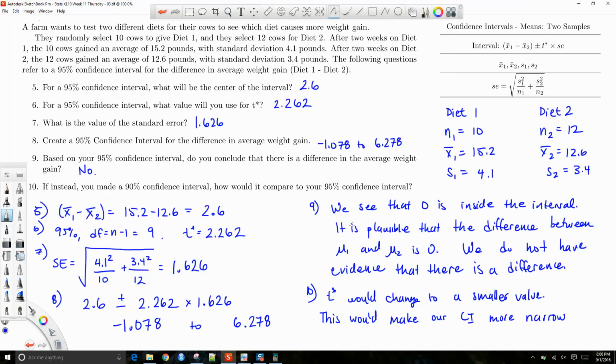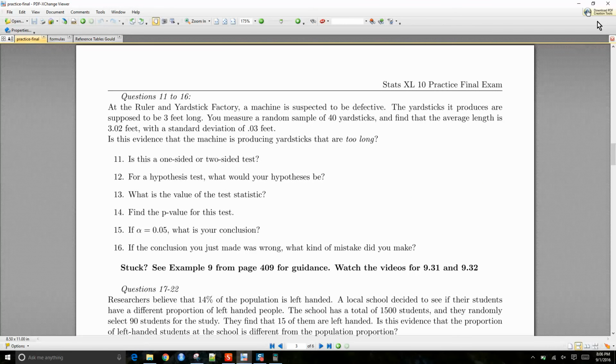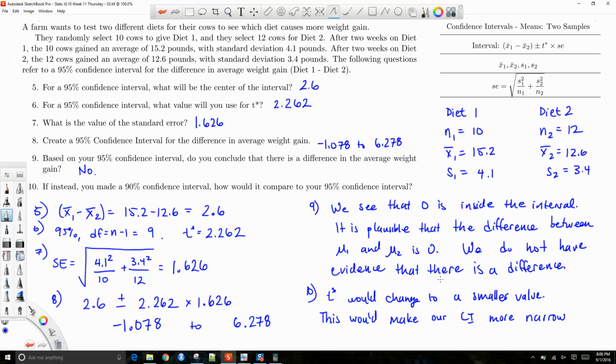All right. That is 5 through 10. Wait, you forgot to answer. Did I go? What? How would it compare? This would be narrower. Okay, so because 0 is not in the range, there is a difference. That's basically the answer, no?